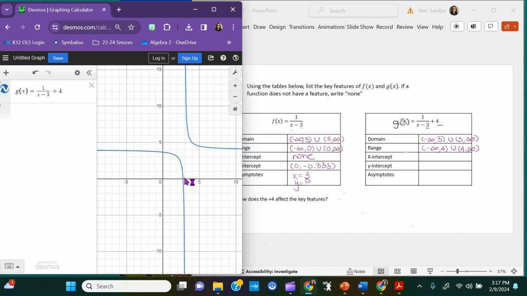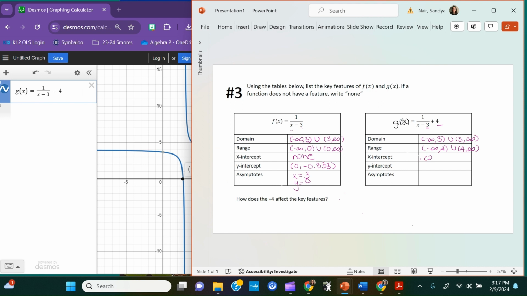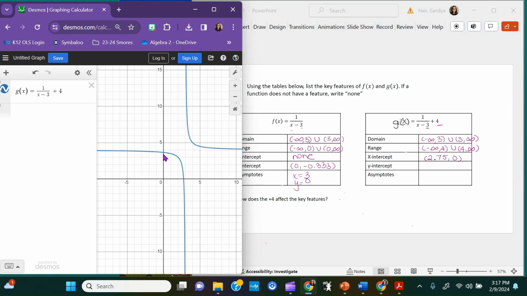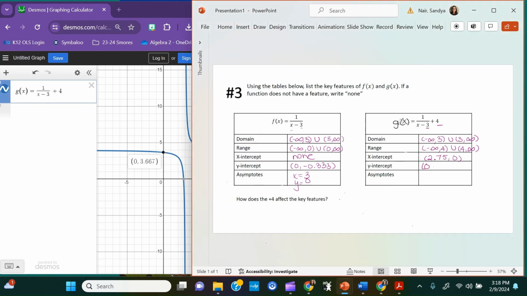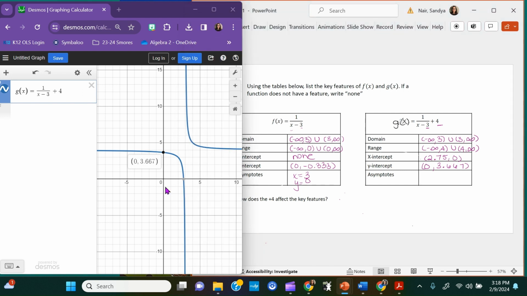The x-intercept, this graph is going to be different because if we click on the x-axis, you can see that it does have an x-intercept. So that's at 2.750. And then the y-intercept, if we click on that point, it will tell us the coordinates. So it'll be 0, 3.667. And then now let's talk about the asymptotes.